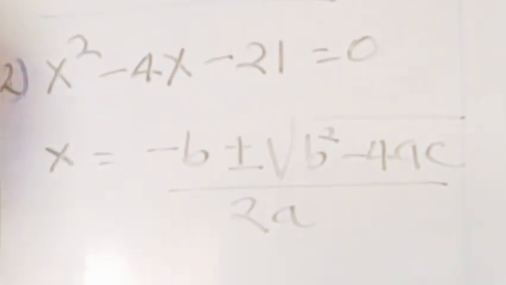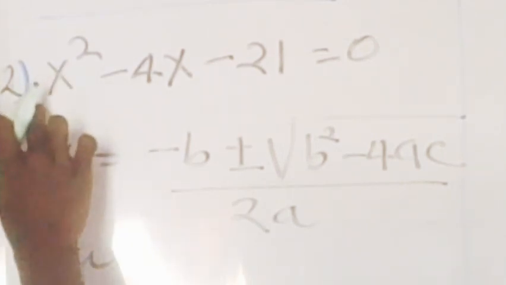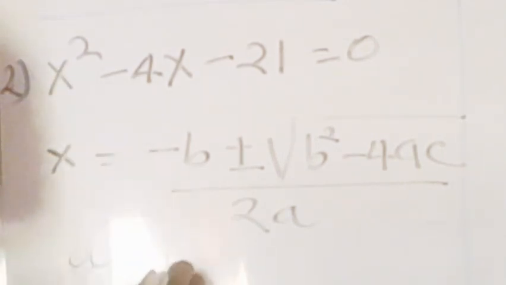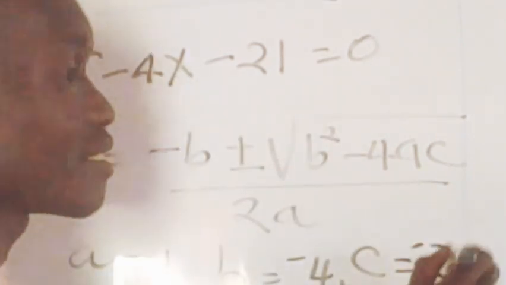First of all, let's find the values of these letters. Let's find the value of a. In this case, there is nothing in front of x squared, so there is an imaginary 1. The value of a is 1. The value of b this time is negative 4. And the value of c this time is negative 21.